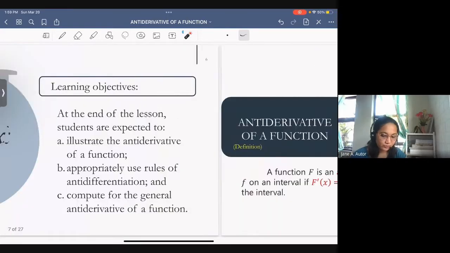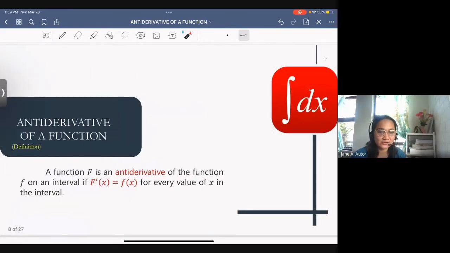Let me show you the definition first of the antiderivative of a function. A function uppercase f is an antiderivative of the function small f on an interval if uppercase f prime of x is equal to small case f of x for every value of x in the interval. This means that we can say that the given function is the antiderivative of another function if the derivative of the first is the second function.